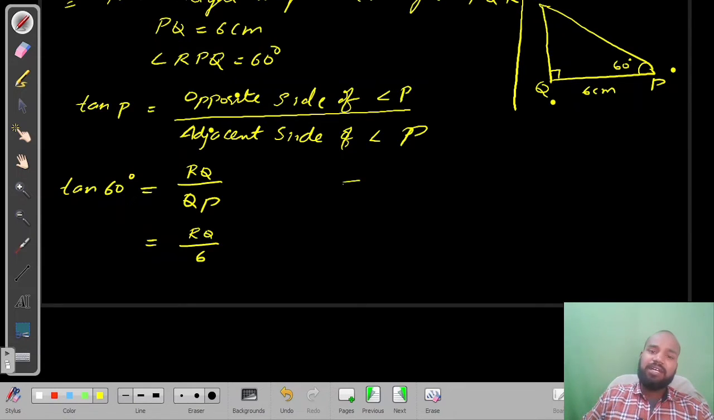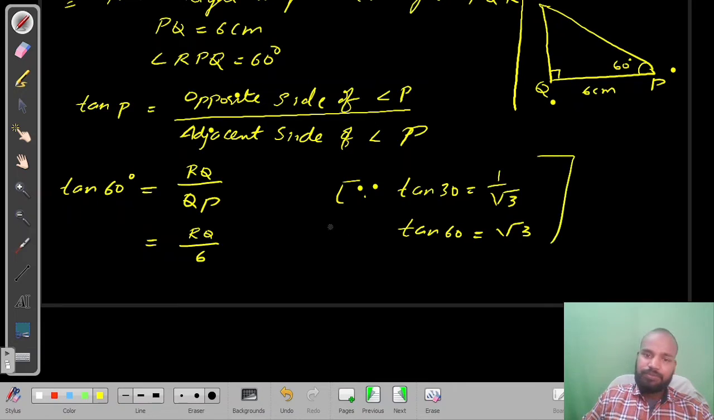So what is the tan 60 value? Tan 30 is 1 by root 3, yes. And tan 60 is root 3. So the tan 60 value is root 3. I am substituting here. Then we find RQ. RQ equals 6 root 3. So this is our RQ value.